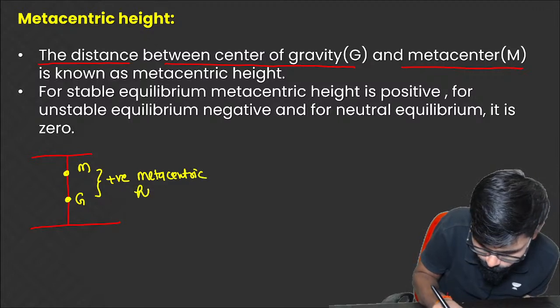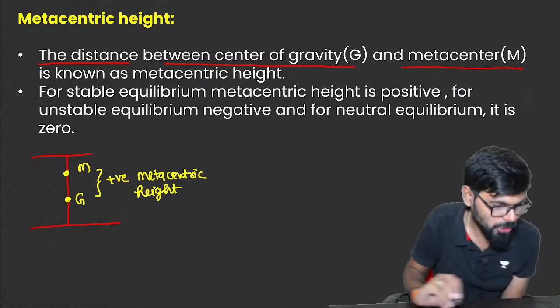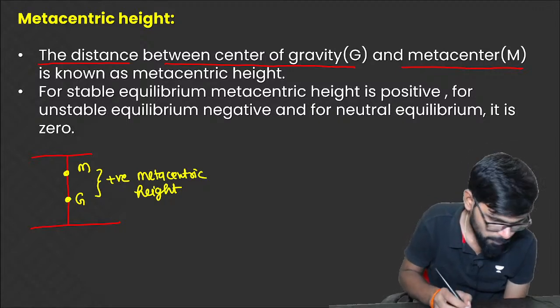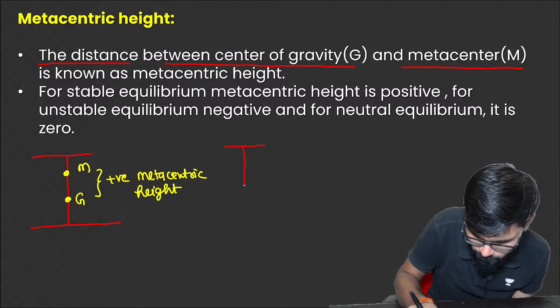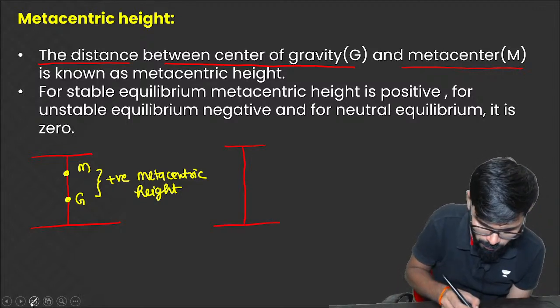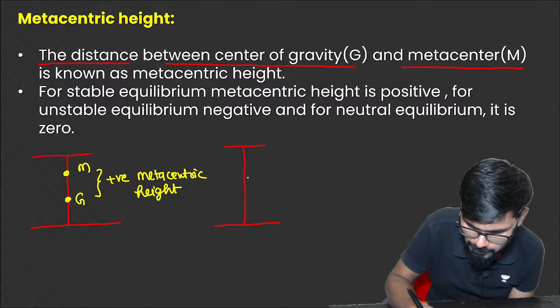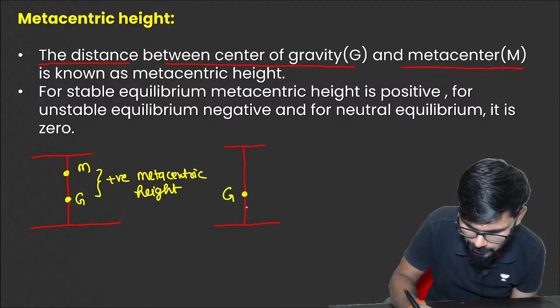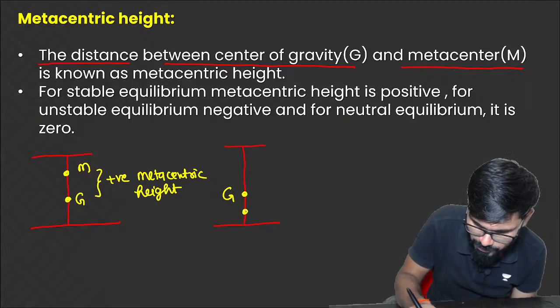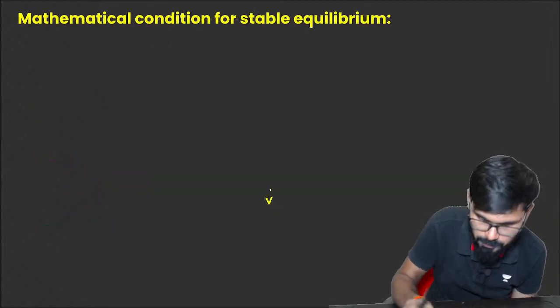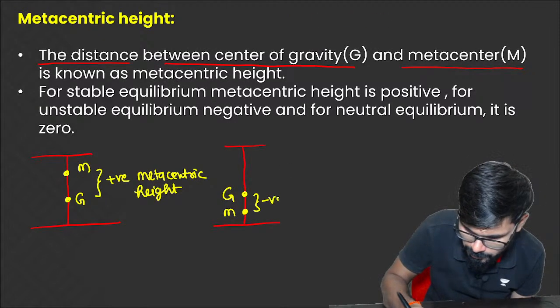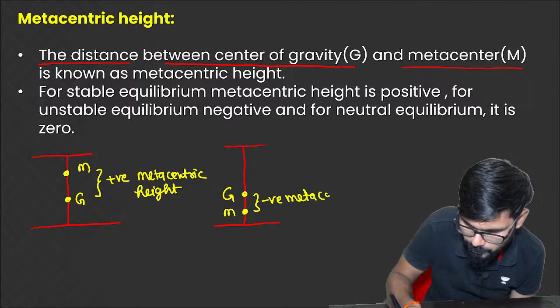Positive metacentric height. Then if suppose our G point is somewhere here and the metacenter is somewhere here, now this is called negative metacentric height.